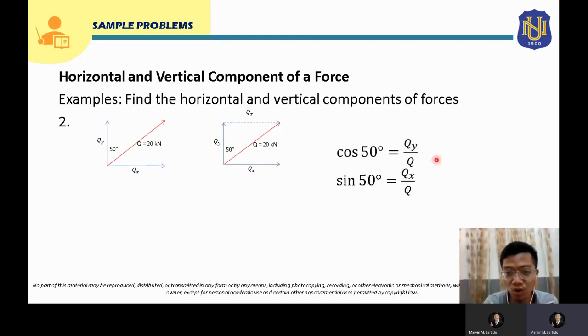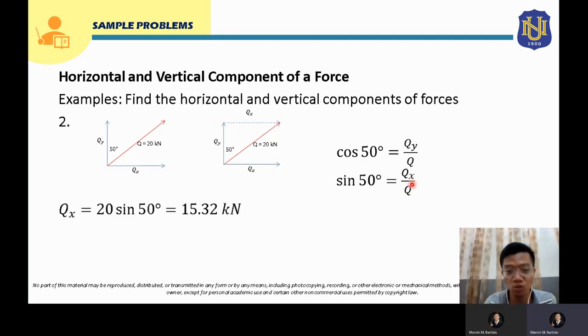Let's first use SOHCAHTOA. Let's use cosine theta, where theta is 50 degrees, and this is CAH, adjacent over hypotenuse. In this case, your adjacent side will be your Qy, so this will be Qy over Q, where Q is your hypotenuse, which is 20 kilonewton. Also for sine 50 degrees, that will be SOH, opposite over hypotenuse. The opposite side for this triangle is Qx over hypotenuse, which is Q.